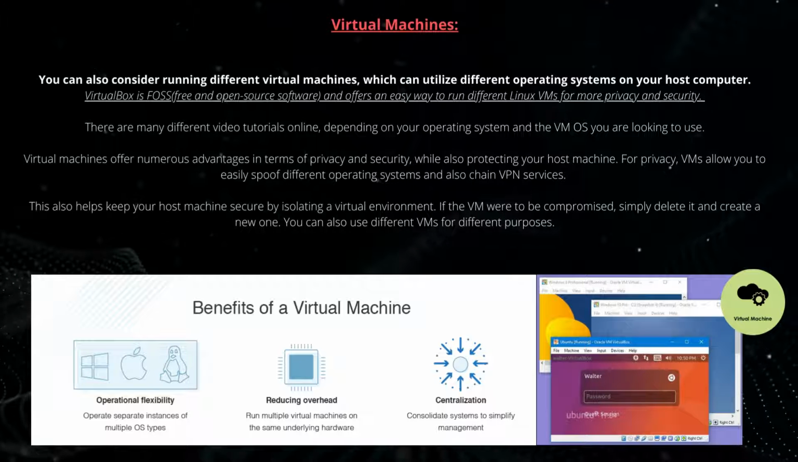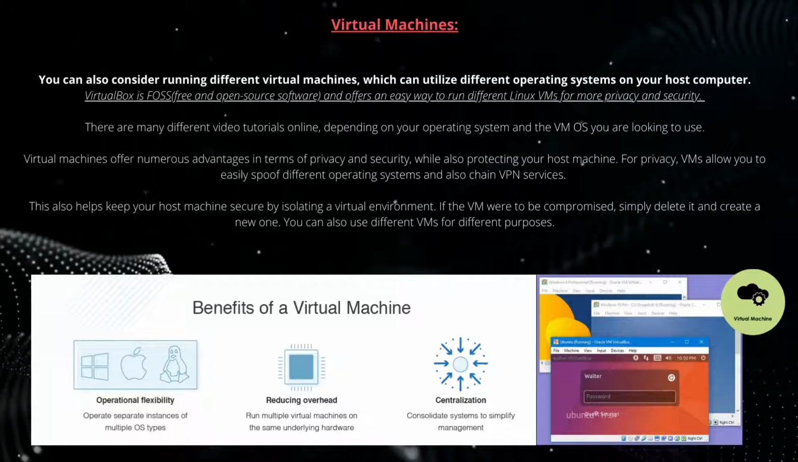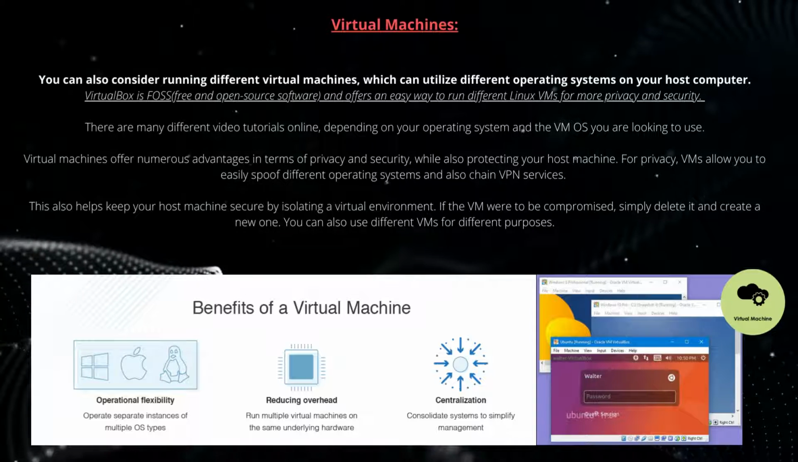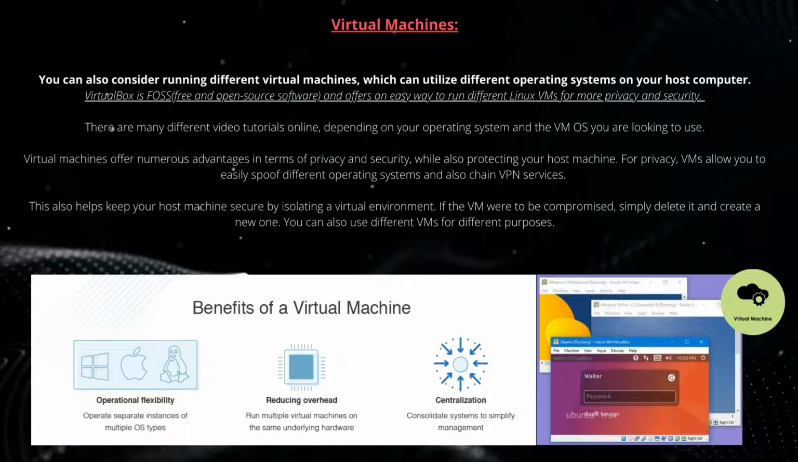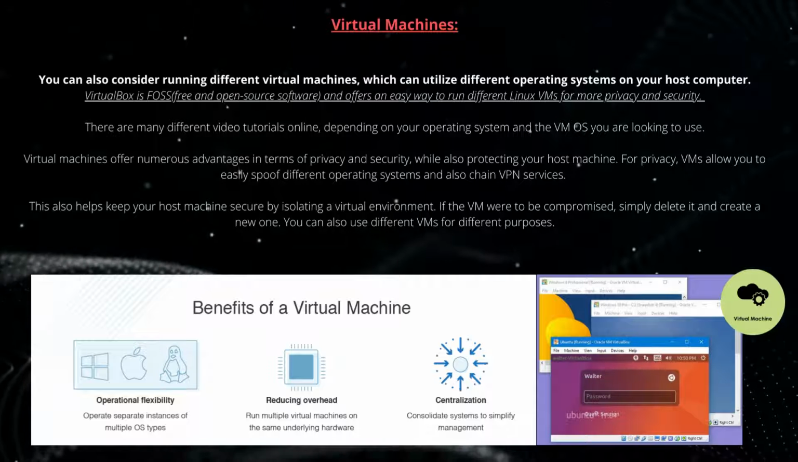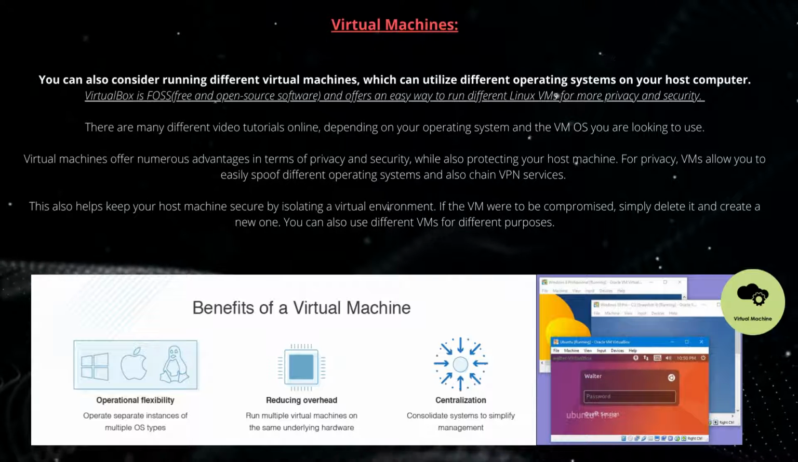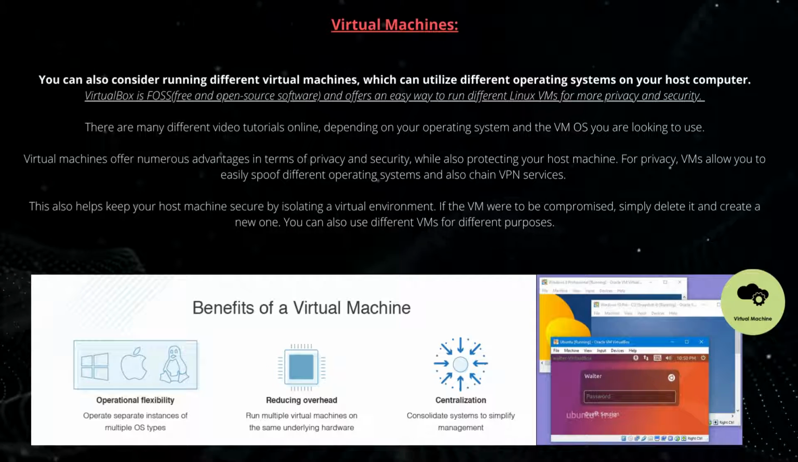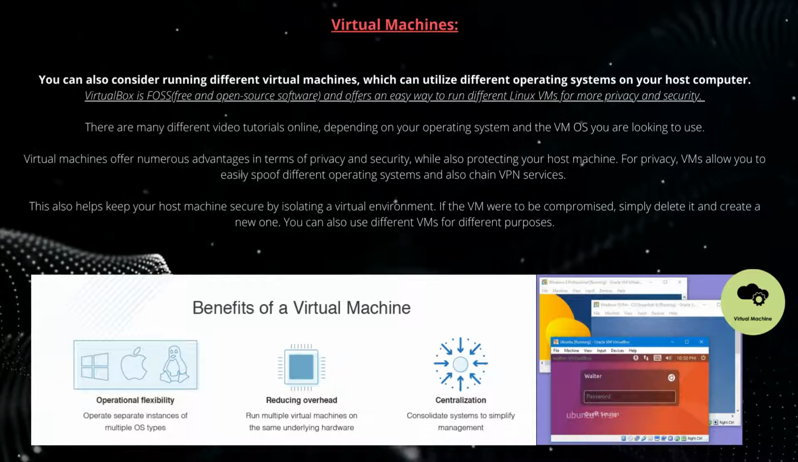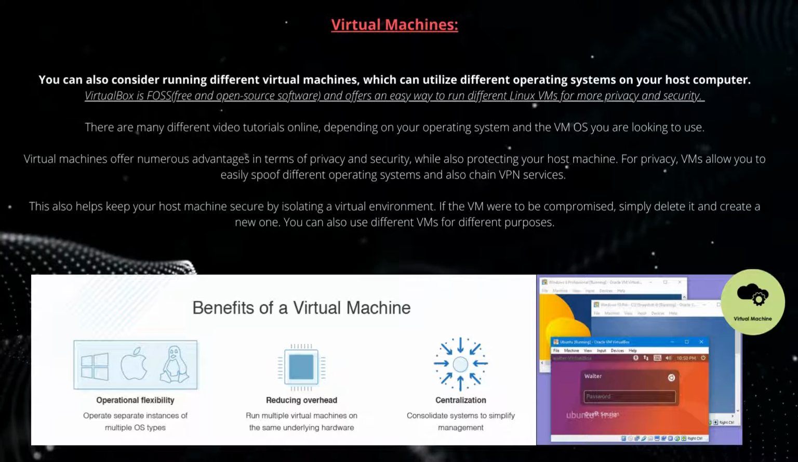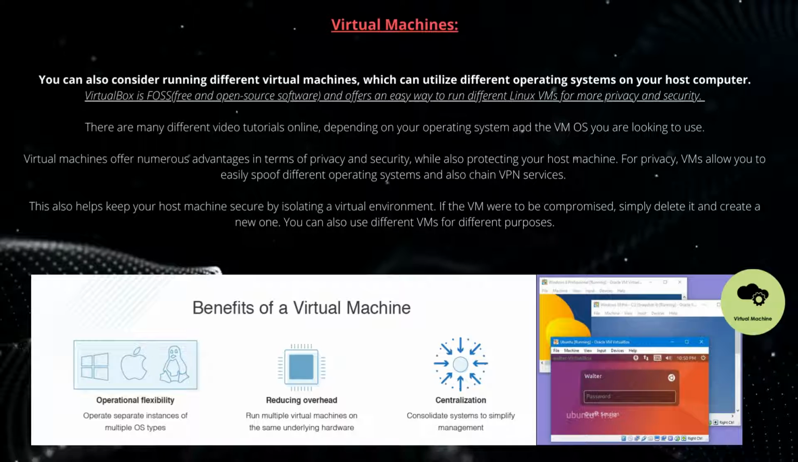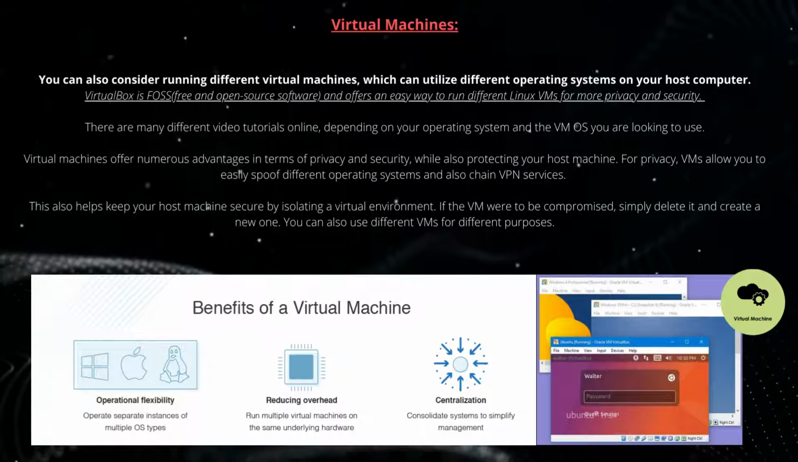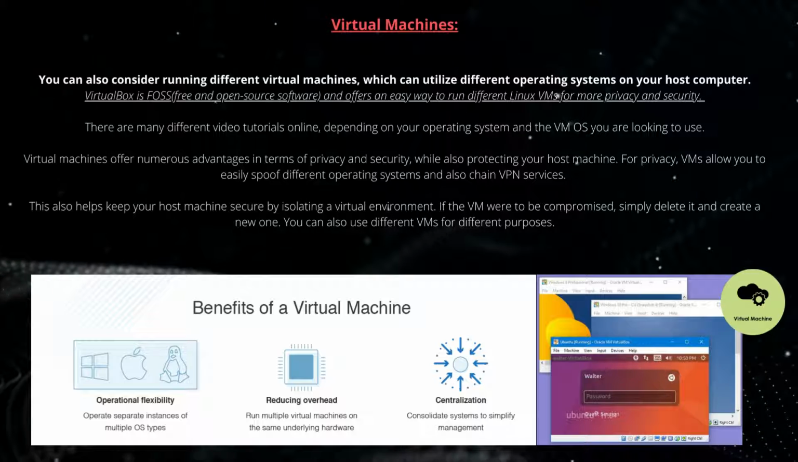For privacy, VMs allow you to easily spoof different operating systems and also chain VPN services. This also helps keep your host machine secure by isolating a virtual environment. If the virtual machine were to be compromised, simply delete it and create a new one. You can also use different virtual machines for different purposes. But of course, the downside to using virtual machines is the fact that it's not that user-friendly, and depending on your machine, it can cause performance drops, so everything will be loading much slower.